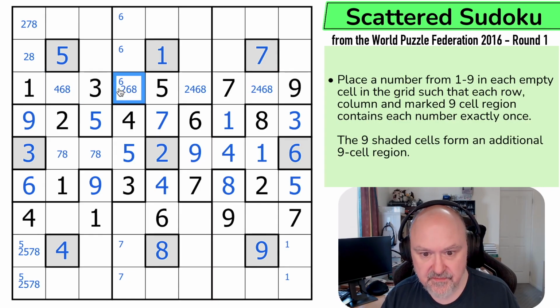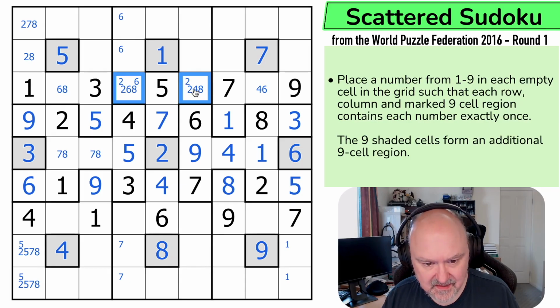I don't know. There's no 4 there. There's no 6 there. There's no 8 there. There's no 2 there. I don't know what's going on. There's no 4 there because of the 4 down here. So 2 is in one of those two.